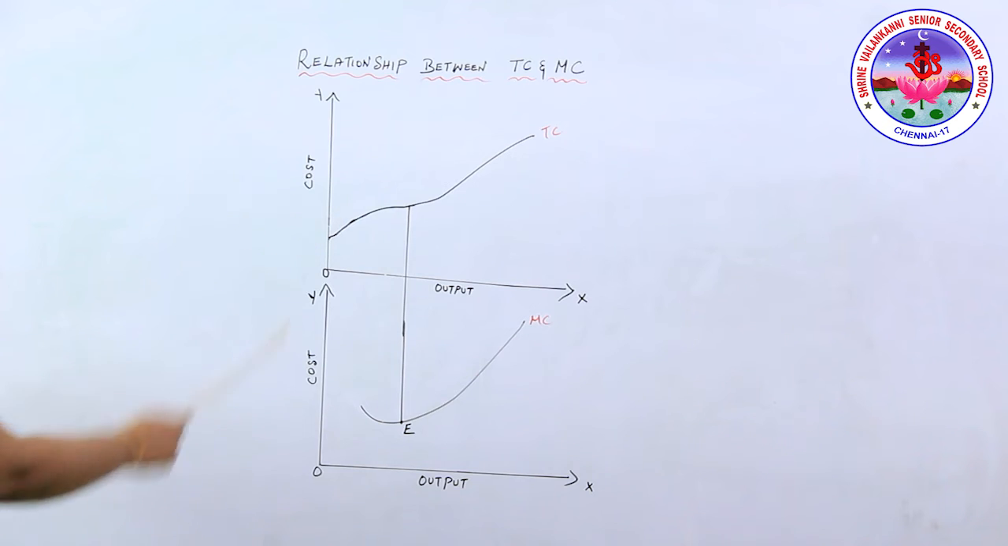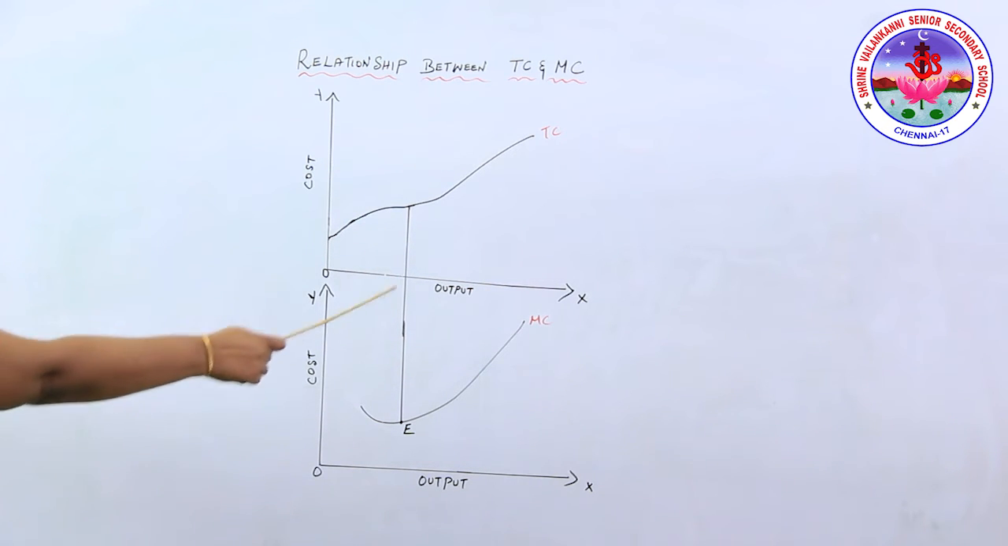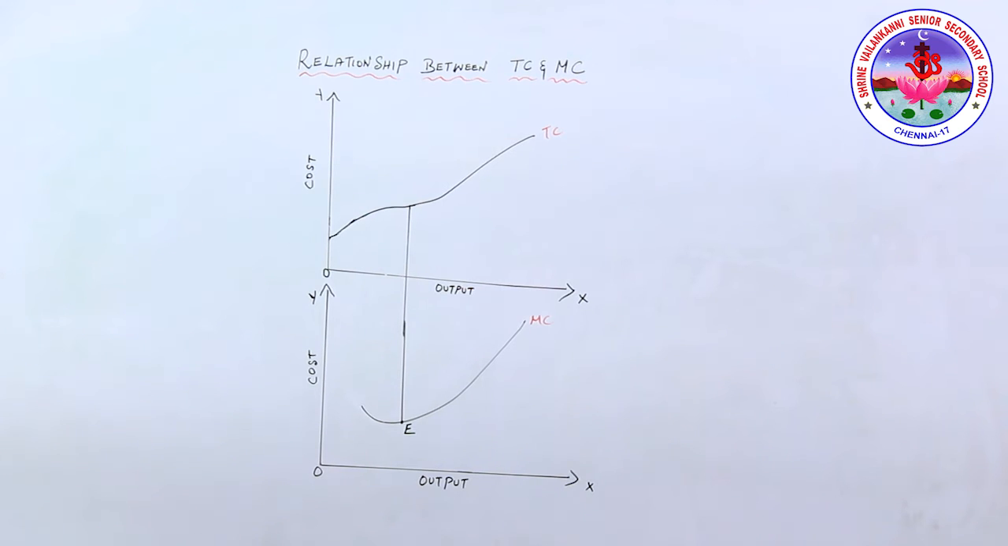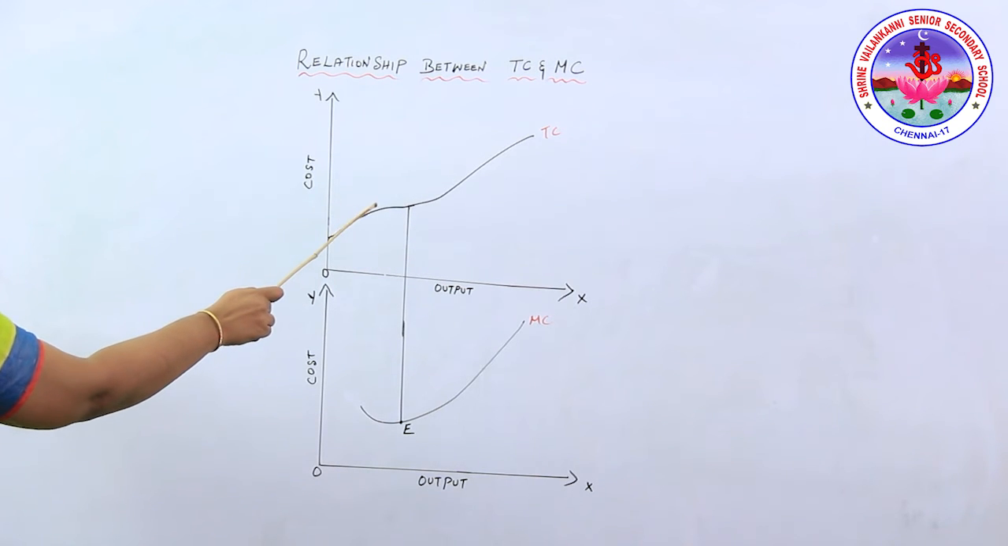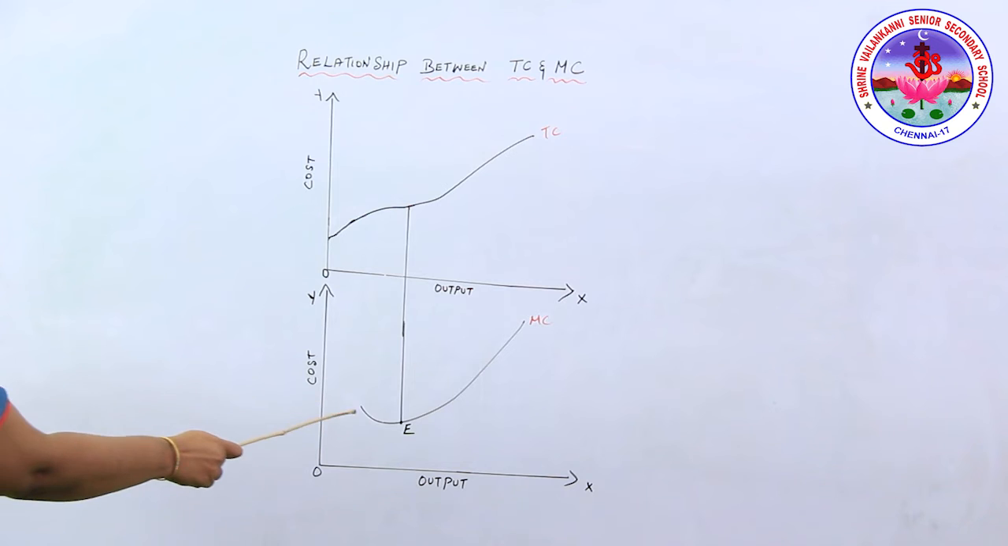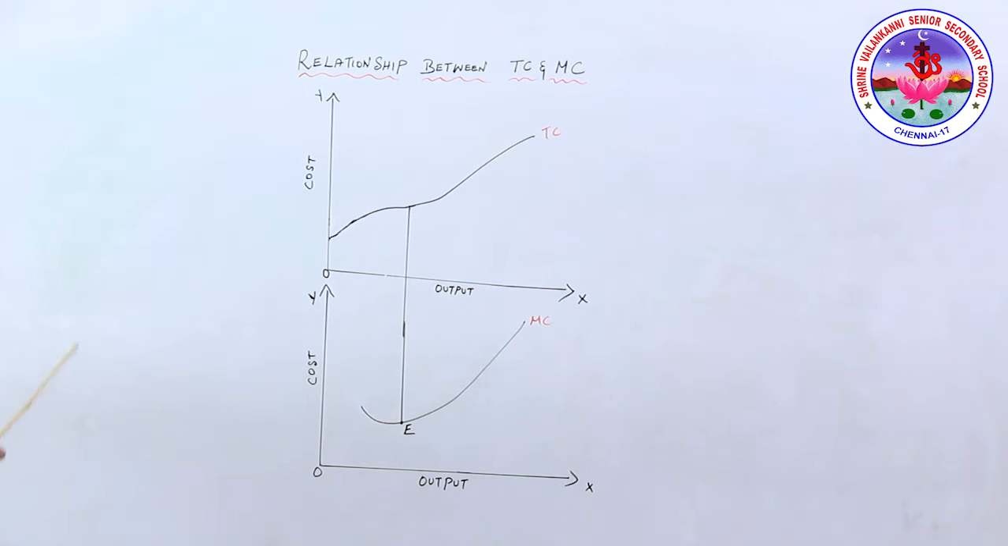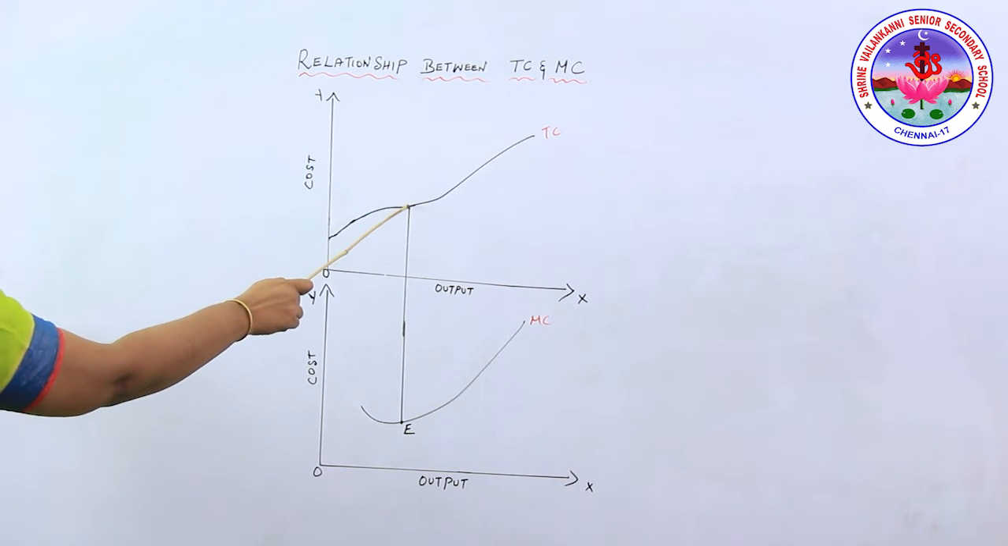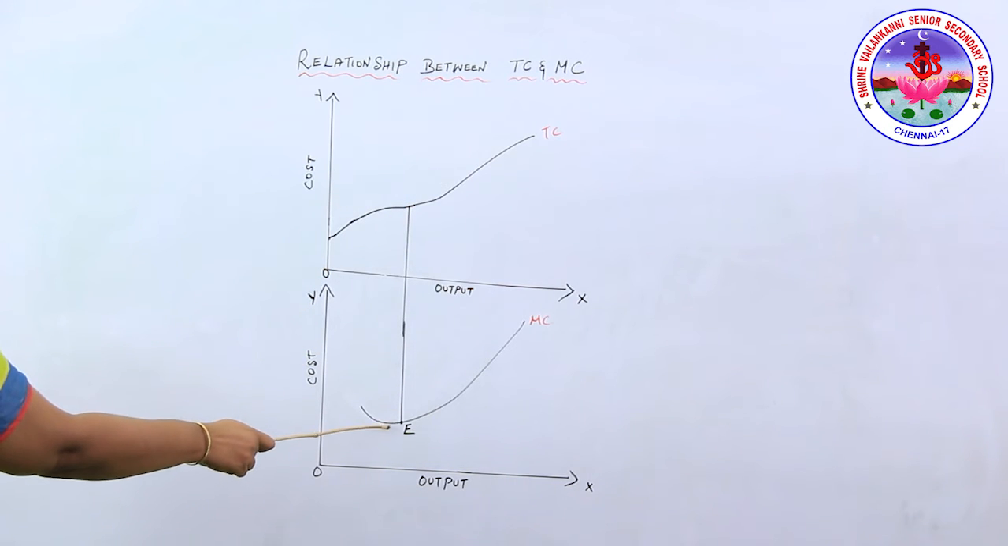In the diagram, the first diagram is total cost and the second one is marginal cost. The X-axis denotes output and the Y-axis cost. Everyone knows what marginal cost is: the addition to total cost when one more unit of output is produced. So MCn equals TCn minus TCn-1. Now, when TC rises at a diminishing rate, MC declines. When the rate of increase in TC stops diminishing, MC is at its minimum point at E.